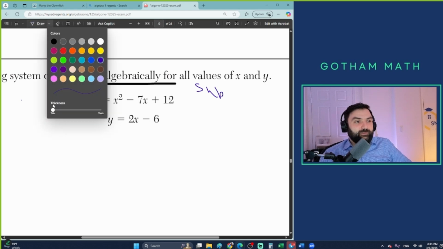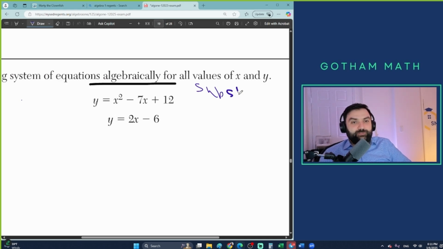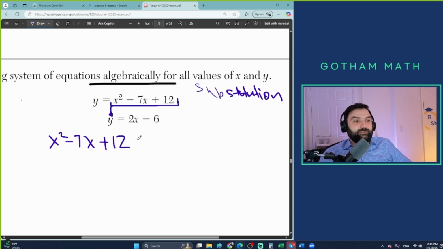Substitution. What are we going to substitute where? We're going to take that quadratic, since it equals y, and we're going to substitute that y with our quadratic. So how is it going to look? It's going to be x squared minus 7x plus 12 equals 2x minus 6. This went there instead of that y.